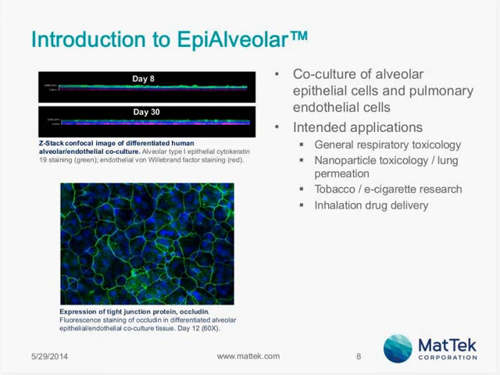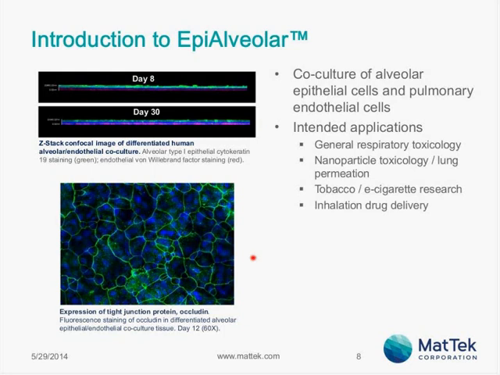And this top panel shows the Z-stack confocal image showing the alveolar type 1 epithelial staining, as shown by the green staining of cytokeratin 19, as well as the staining of the endothelial layer by von Willebrand factor, which is shown in red. And so we can see that these attributes are maintained for at least out to 30 days in culture.